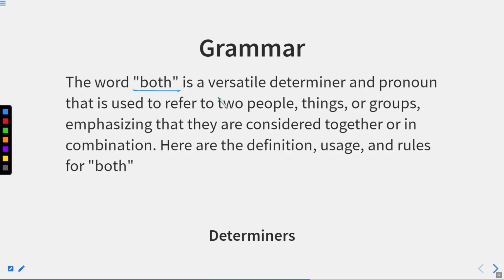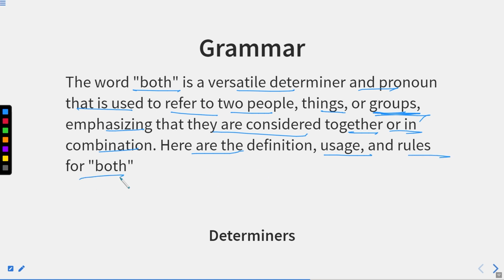The word both is a versatile determiner and pronoun that is used to refer to two people, things, or groups, emphasizing that they are considered together. Now here groups is also mentioned. Suppose there are two groups, where each group has 5 members, that does not matter. If there are two groups, you can use both for the groups, not for the people. Or in combination. Here are the definition, usage, and rules for both.